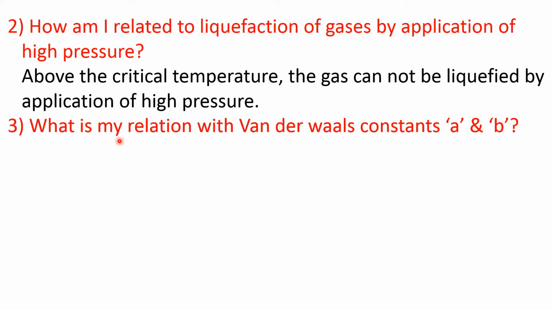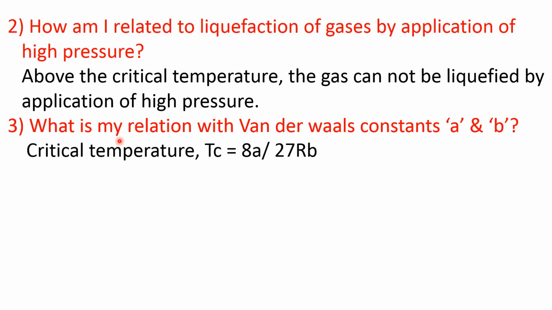Third question: What is my relation with van der Waals constants a and b? a and b are the van der Waals constants. a is for pressure correction, b is for volume correction, and all these critical constants are related to the van der Waals constants. So the critical temperature is equal to 8a divided by 27Rb, where a and b are van der Waals constants and R is the universal gas constant.